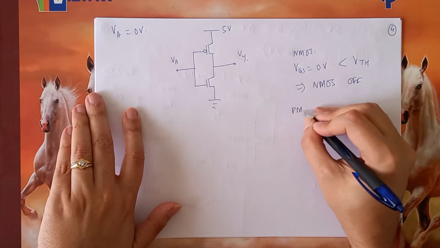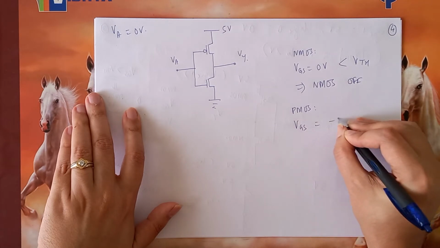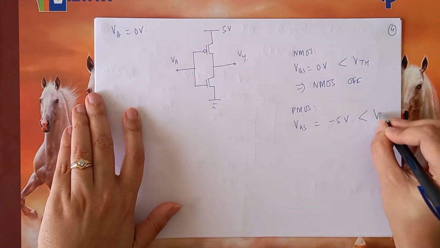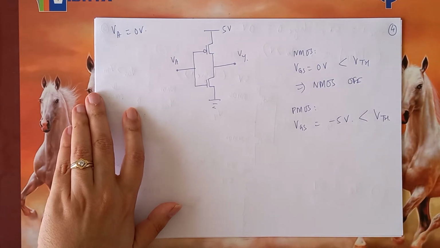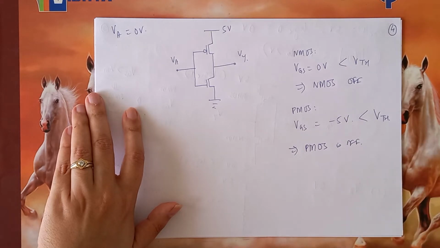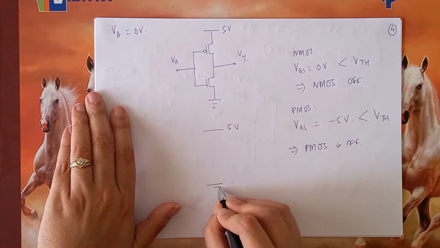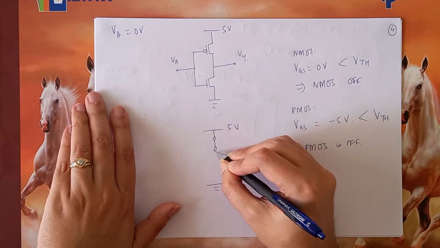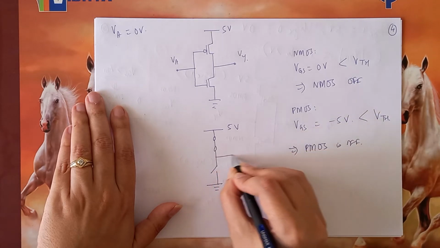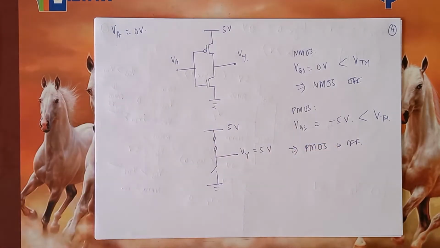Now for the PMOS, Vg is 0 volts, Vs is 5 volts. So VGS is minus 5 volts, which is indeed less than VTH if you assume that the VTH is minus 1.5. That means the PMOS is on. So now the circuit will look like this. The PMOS will be a closed switch while the NMOS will be an open switch. So Vy is connected to 5 volts, and in this case, Vy is exactly 5.